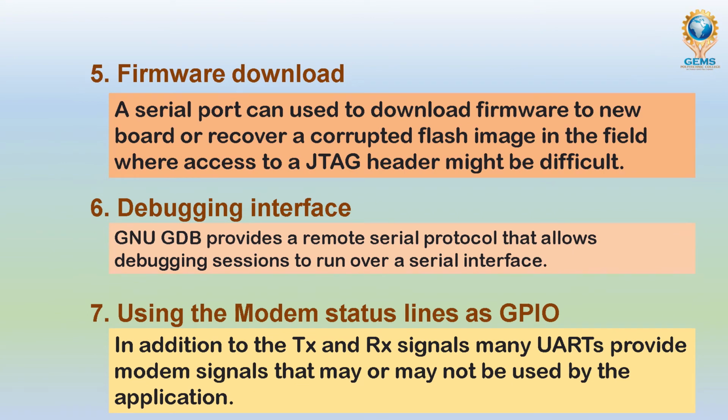Next, fifth is firmware download. A serial port can be used to download firmware to a new board, or recover a corrupted flash image in the field where access to a JTAG header might be difficult. If we need to download firmware, we can use it to recover or manage a corrupt flash image using a serial port.